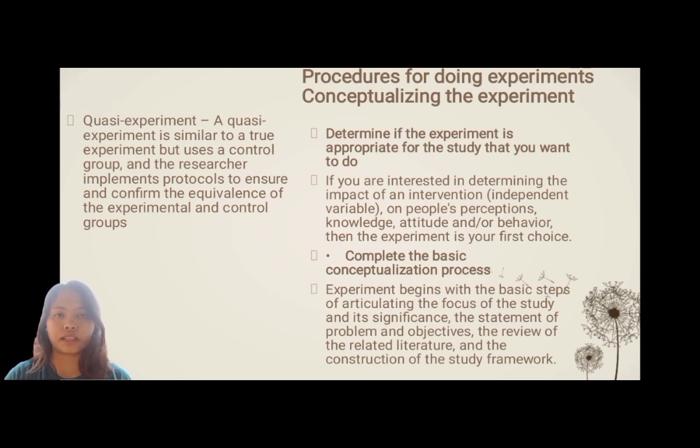Quasi-experiment. A quasi-experiment is similar to a true experiment but uses a control group, and the researcher implements protocols to ensure and confirm equivalence of the experimental and control group. Examples of quasi-experiment research design include the time series, non-equivalent control group design, and the control balance design.